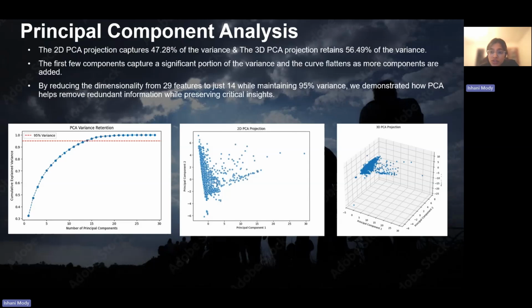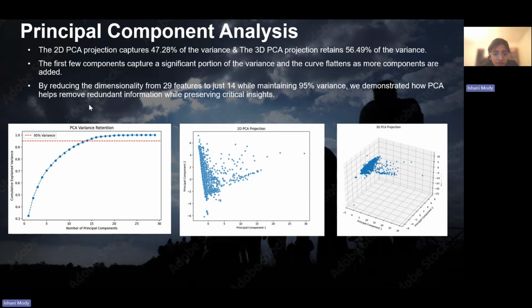Coming to the machine learning concepts used in this project, the first one is principal component analysis. I implemented 2D PCA and 3D PCA, where the results were 47.28% of variance for 2D PCA and 56.49% of variance for 3D PCA.